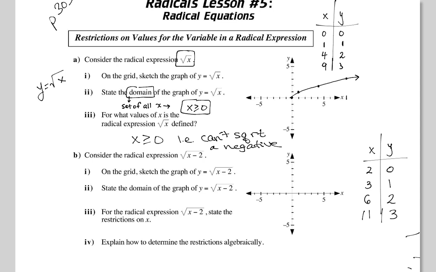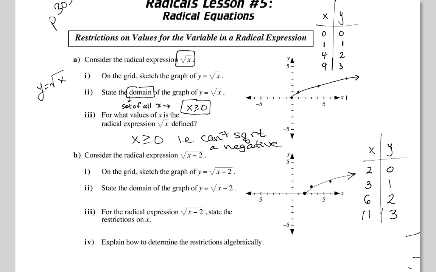What's basically happened to these points? 0 became 2, 1 became 3, 4 became 6, 9 became 11. They're all shifted over by 2. So now our graph 2 is 0, so you can draw the point on the graph. 3 is 1, draw the point on the graph. And 6 is 2, you can draw the point on the graph. And you basically get the exact same graph. It's just been shifted over.